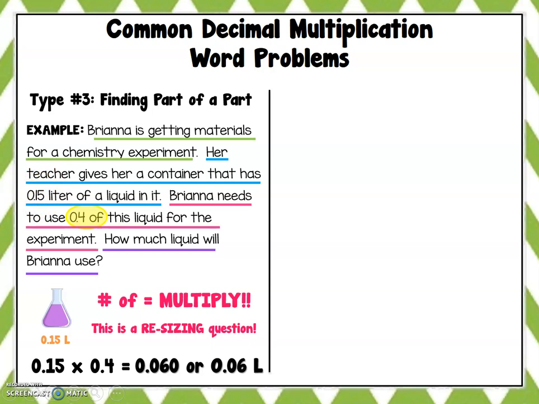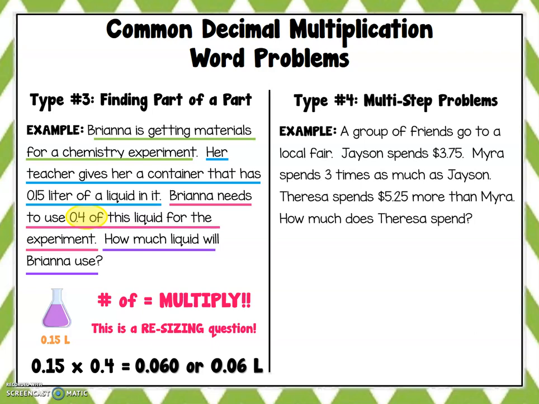Okay, so these first 3 examples were all just one-step questions, only one particular problem we had to solve. The last common type you'll see is a multi-step problem. So this question says, a group of friends go to a local fair. Jason spends $3.75, Myra spends 3 times as much as Jason, and Teresa spends $5.25 more than Myra. How much does Teresa spend?